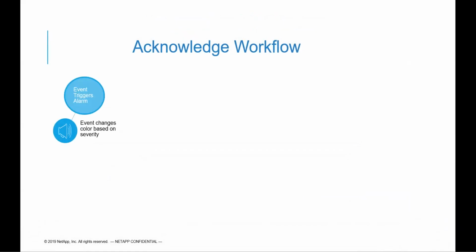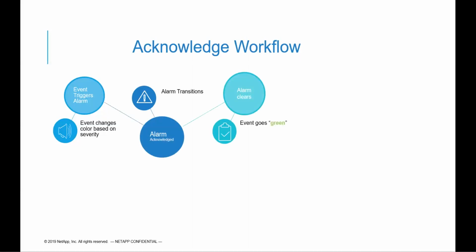Right, so the second topic is acknowledging alarms, but I want to take a couple steps back and give you an idea of what's happening under the hood when an alarm is acknowledged. So an event will trigger an alarm, no surprises there. That event, depending on the severity, will change the color coding. So if you noticed before, there was a minor, major, critical, an unknown, right? So what happens next is if you go and acknowledge that alarm manually, the alarm transitions and the alarm clears, the event goes green, right?